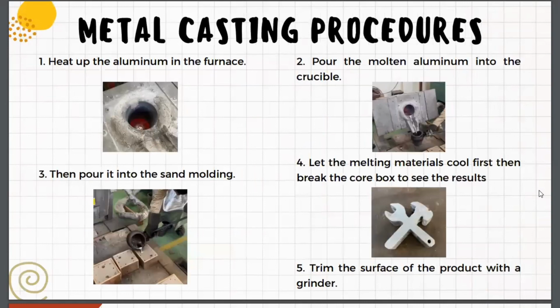Okay, we move on to the metal casting procedure. First, heat up the aluminium in the furnace. Then pour the molten aluminium into the crucible. Then pour it into the sand mold. Let the molten material cool first, then break the core board to see the result. And the last step is to trim the surface of the product with a grinder.